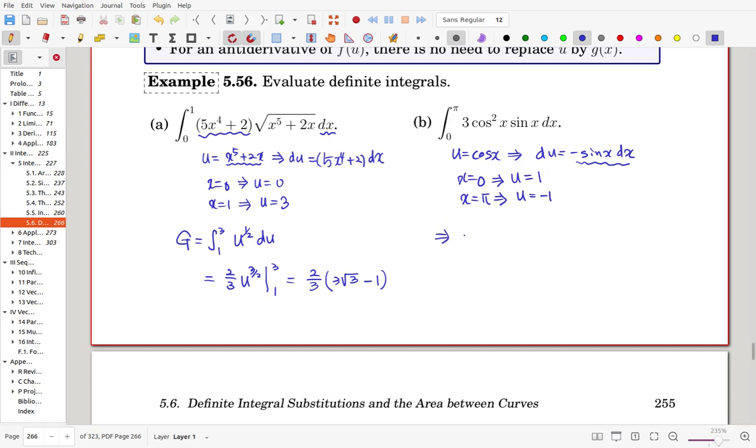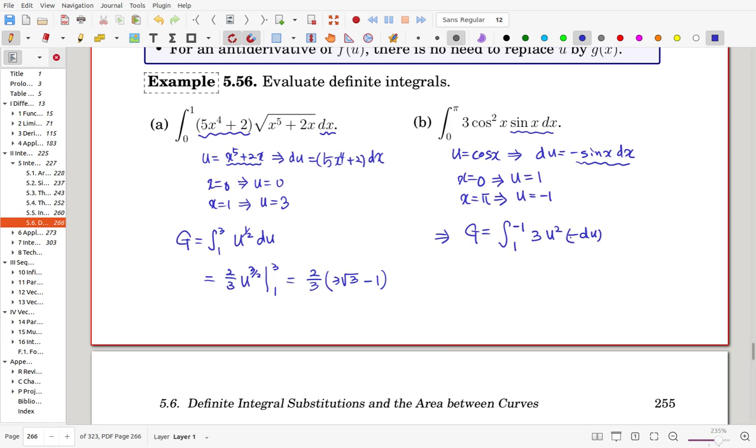So here, the given integral is changed into the corresponding g value at x equals 0, which is 1. Now, the corresponding value of u for x equals pi is minus 1. So you have to keep 1 and minus 1 here. You cannot put minus 1 and 1. Okay. Now, 30 is there, and cosine x is u, so there is u squared. And then sine x dx is the same as minus du.